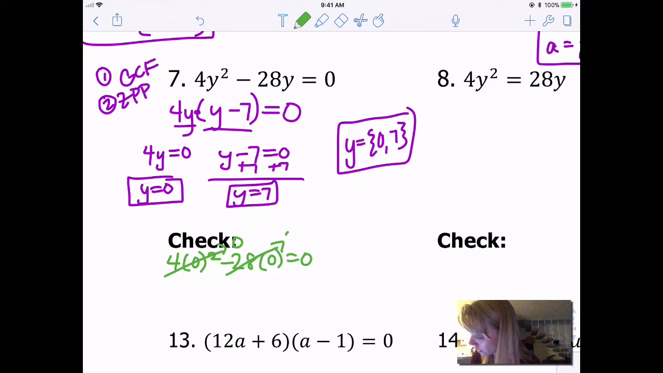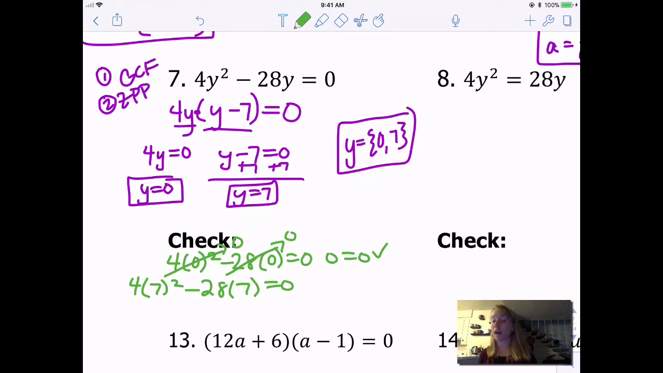Negative 28 times 0 is 0. So I get 0 equals 0. Check. The second answer is 7. I get 4 times 7 squared minus 28 times 7 is equal to 0. That also ends up being 0 equals 0.